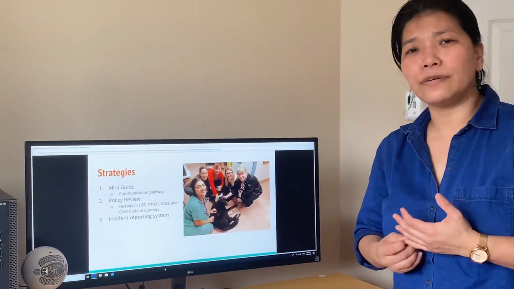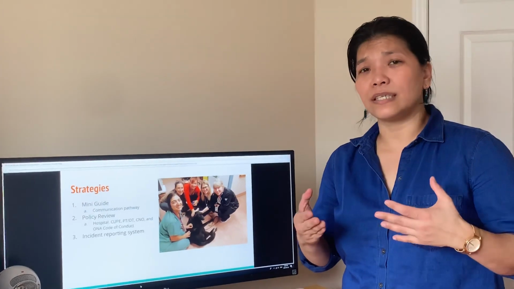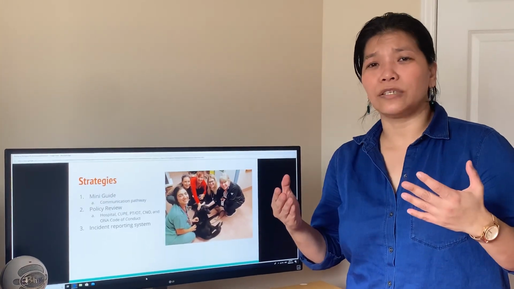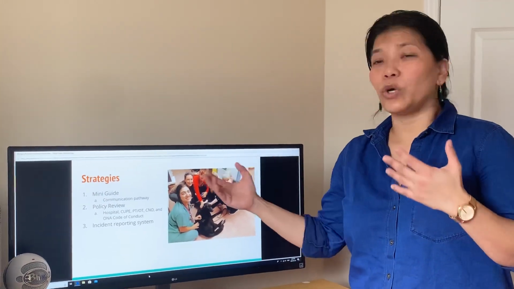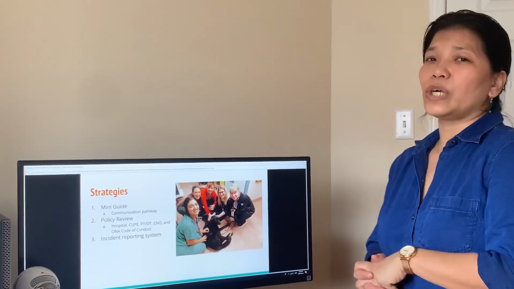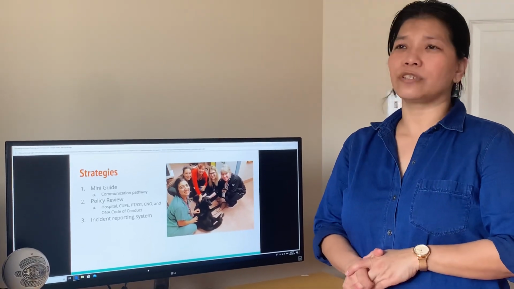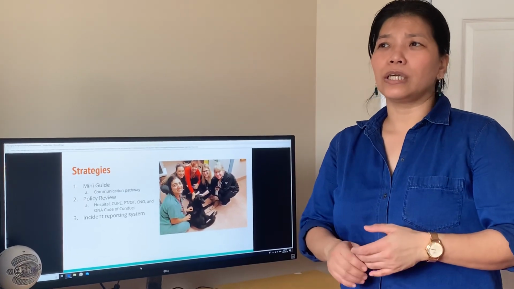Second is a policy review. We would like everyone to look at all the policies that exist across different professional organizations and look at what they say about workplace bullying and harassment. And the third one is an incident reporting system. It doesn't mean that we have to start increasing the reporting.